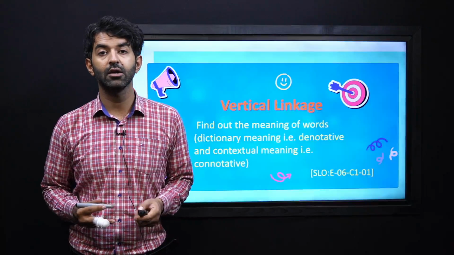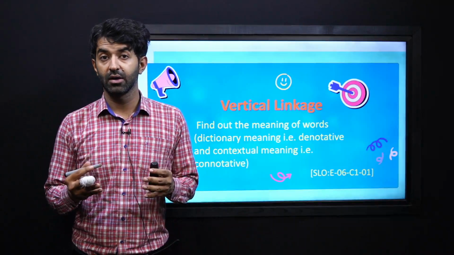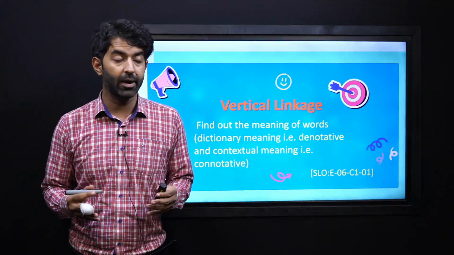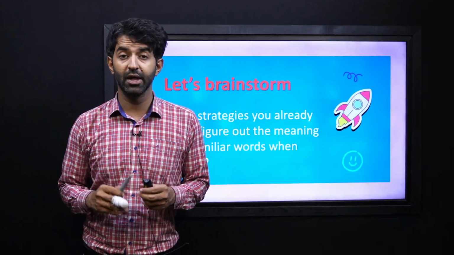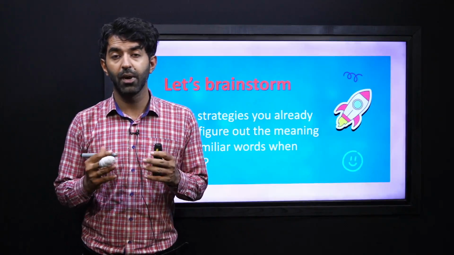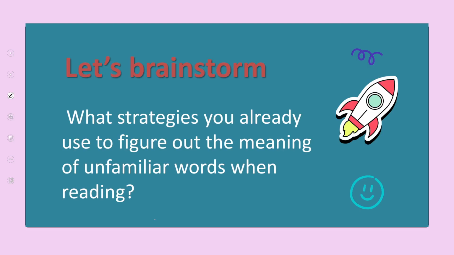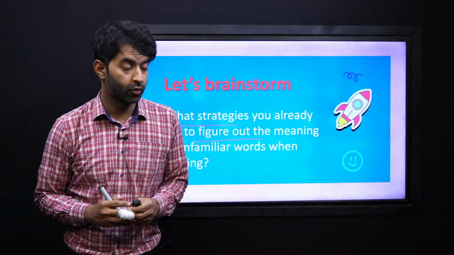So let's get started. Here you can see a vertical linkage of our current SLO with the previous grade's SLO. Now, for your brainstorming session, before we begin the lesson, I need you to think about the lesson and come up with your answers. Our question is: what strategies, what ways do you already use to figure out the meaning of unfamiliar words when you are not aware of those words?